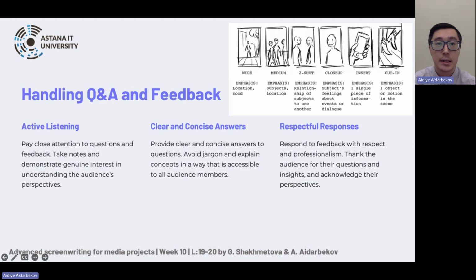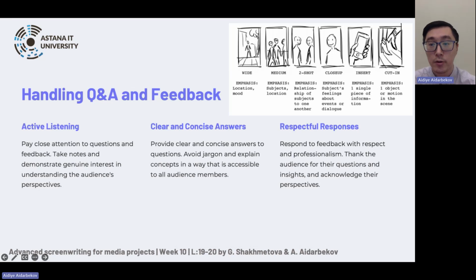The next one is clear and concise answers. You need to provide clear and concise answers to questions. You need to avoid jargon and explain concepts in a way that is accessible to all audience members. So first, you need to think about who your producers are, in which field and area they are working, and make some adjustments depending on whom you are talking to, in what kind of style you need to talk, and to deliver information.